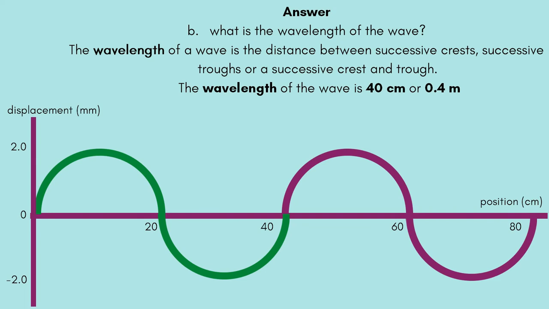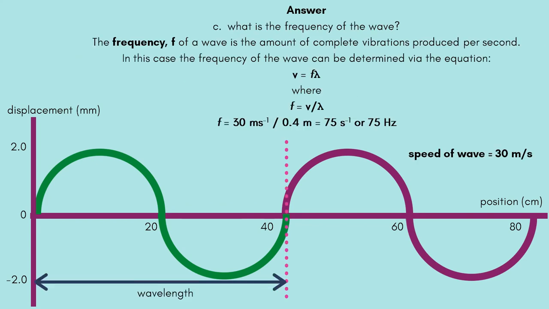What is the wavelength of the wave? The wavelength of a wave is the distance between successive crests, successive troughs, or a successive crest and trough. The wavelength of the wave is therefore 40 centimeters or 0.4 meters. What is the frequency of the wave?